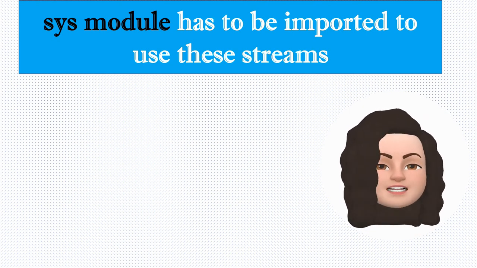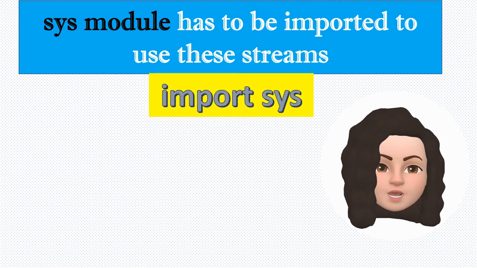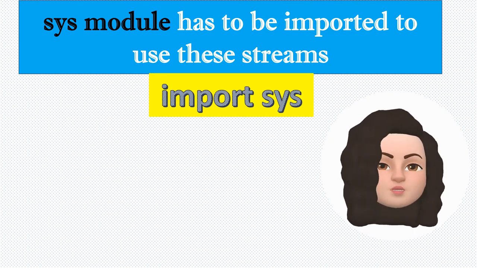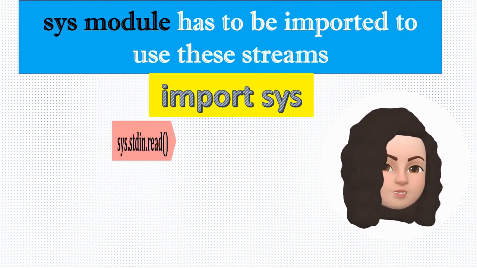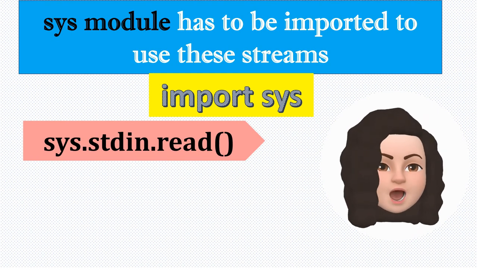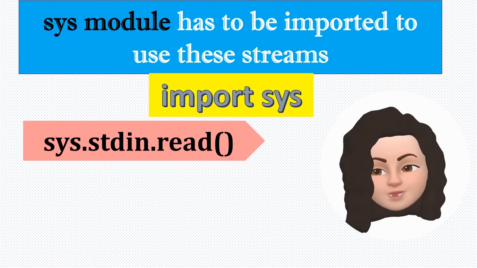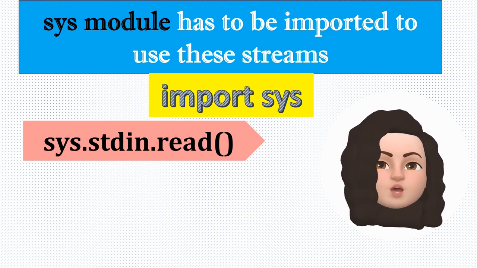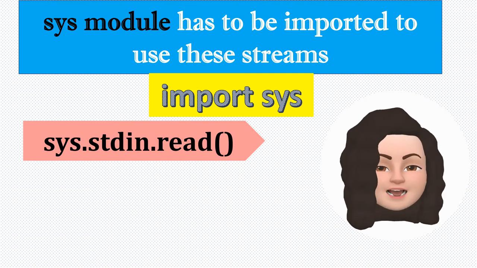How to use this sys module? You have to first import sys. Give the statement import sys before starting a program. Then to receive input, you have to use the module name sys, dot, the stream name stdin, dot, the read function. You can use the read function or the readline function to receive input. So sys.stdin.read receives the input.